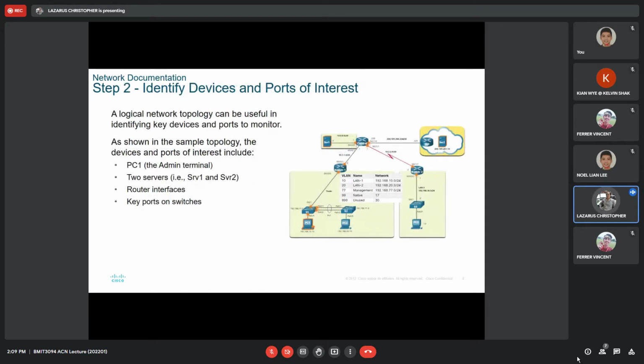Identify devices and ports of interest. Just now I talked about it, so you can see the ports that lead to some other device are your devices or ports of interest. Okay, highlighted here. Maybe you want to collect data there, and it will tell you something, right?